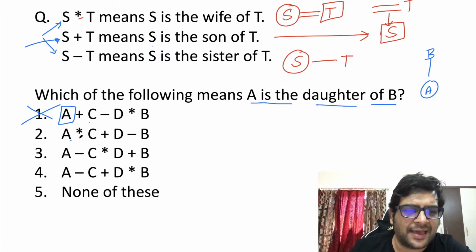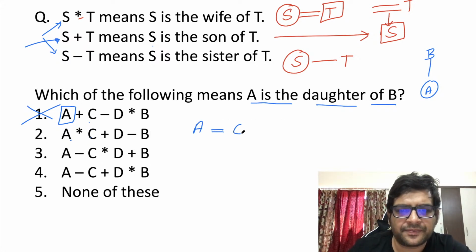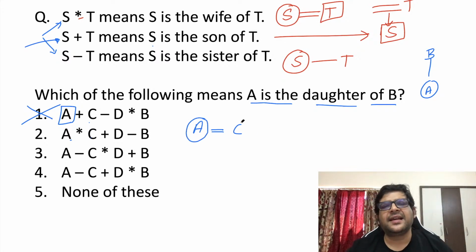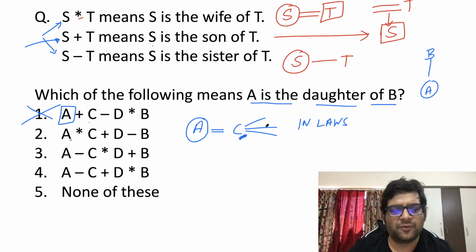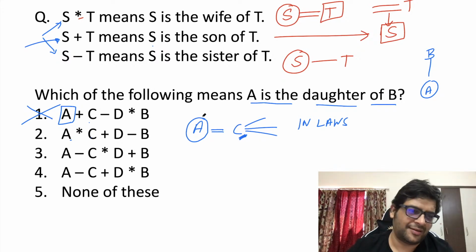Then the next option says A star C. So this means A is married to C, or rather A is the wife of C, and then every other relationship, whether son, sister, wife, or whatever, you are going to do it at C. So whoever D or B are, they will always be in-laws. They can never be a father or mother of A. So for the second one also, there is no need to draw the full diagram.